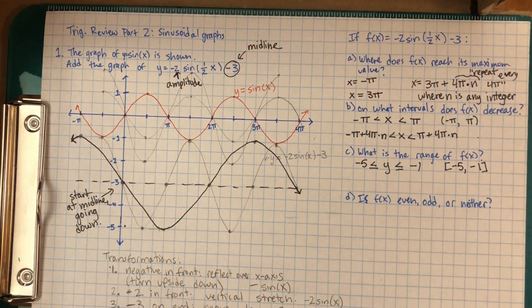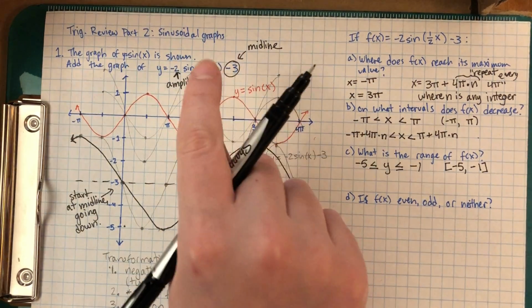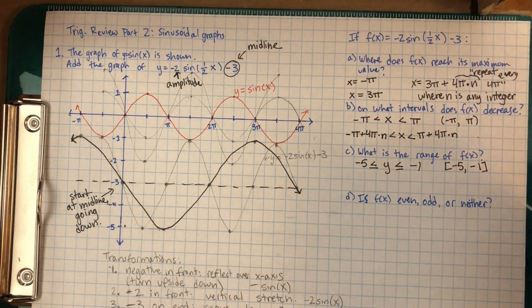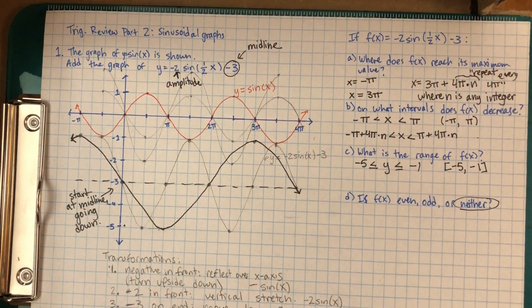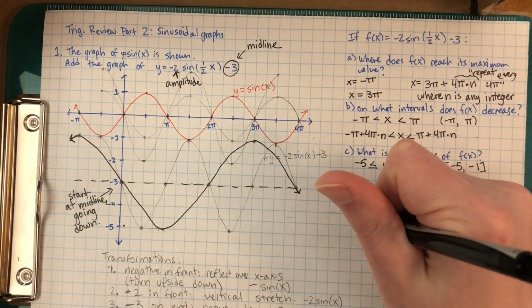Okay. And then lastly, is this even, odd, or neither? There's lots of ways to think about this even, odd stuff. For trig functions, you can remember the rule that sine is odd unless it has something added or subtracted, in which case it's neither. So this is going to be neither. Or we could get a little bit more advanced than that and think about the rules for even and odd.